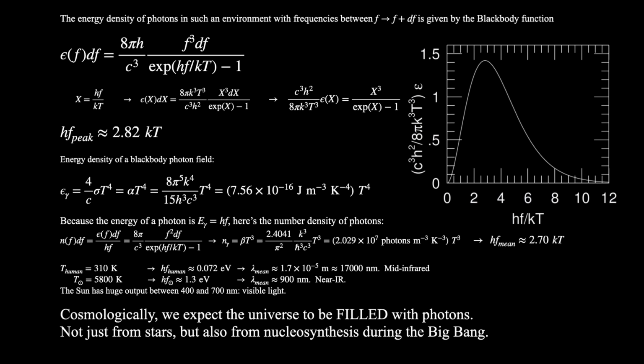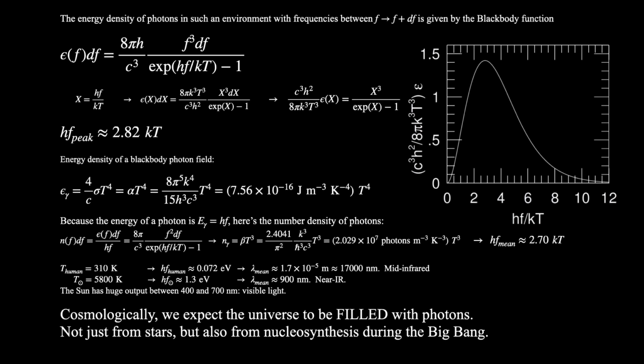Now, the peak of the spectrum: the energy of the peak is h f peak, which is approximately 2.82 times kT, where kT is the characteristic thermal energy content of a particle in the gas. k is, of course, the Boltzmann constant, and T is the temperature. That's the energy of the peak of the blackbody curve, and you can see that the hotter it is, the higher the energy. So first we have the energy density inside of a range. But what if we integrate the entire thing to get the energy density of the entire blackbody photon field? So that's epsilon sub gamma, and that's equal to 4 over c times sigma, the Stefan-Boltzmann constant, times the temperature to the fourth power.